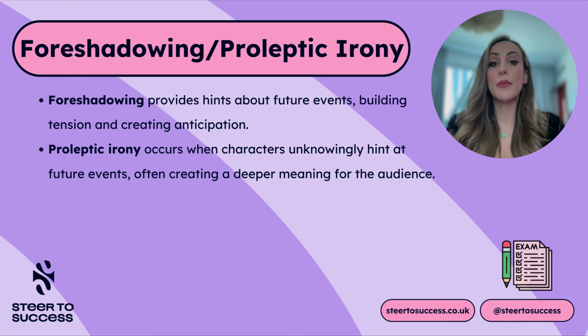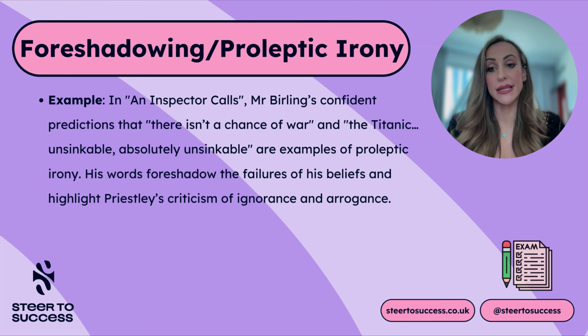So, foreshadowing and proleptic irony. Now, foreshadowing provides hints about future events, building tension and creating anticipation. And proleptic irony, which you may not have heard before, occurs when characters unknowingly hint at future events and they say things or do things that they would not have done had they known what was going to happen. And this often creates a deeper meaning for the audience and a deeper sense of irony. So, it's different to dramatic irony.